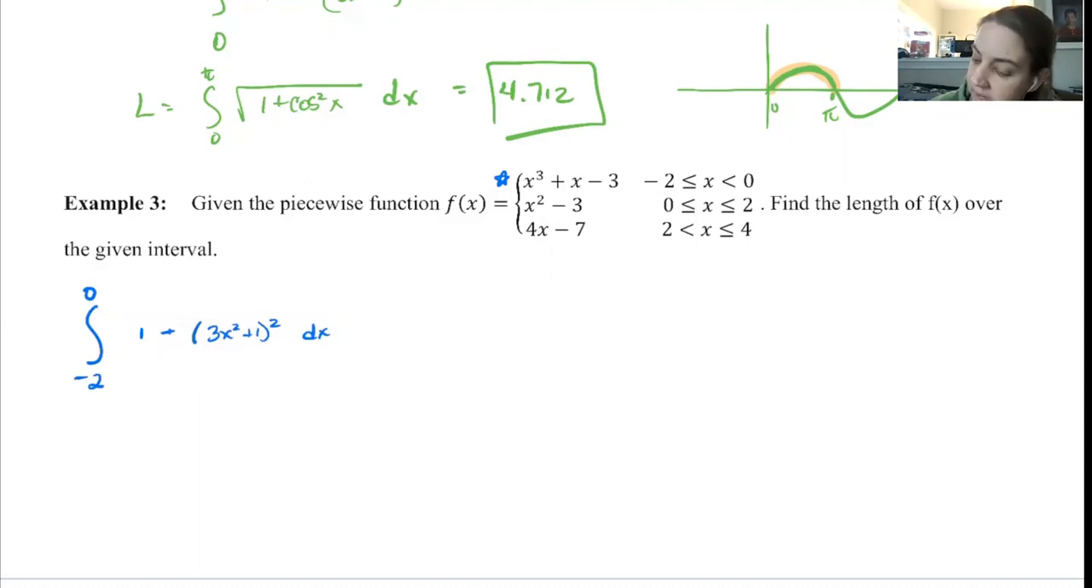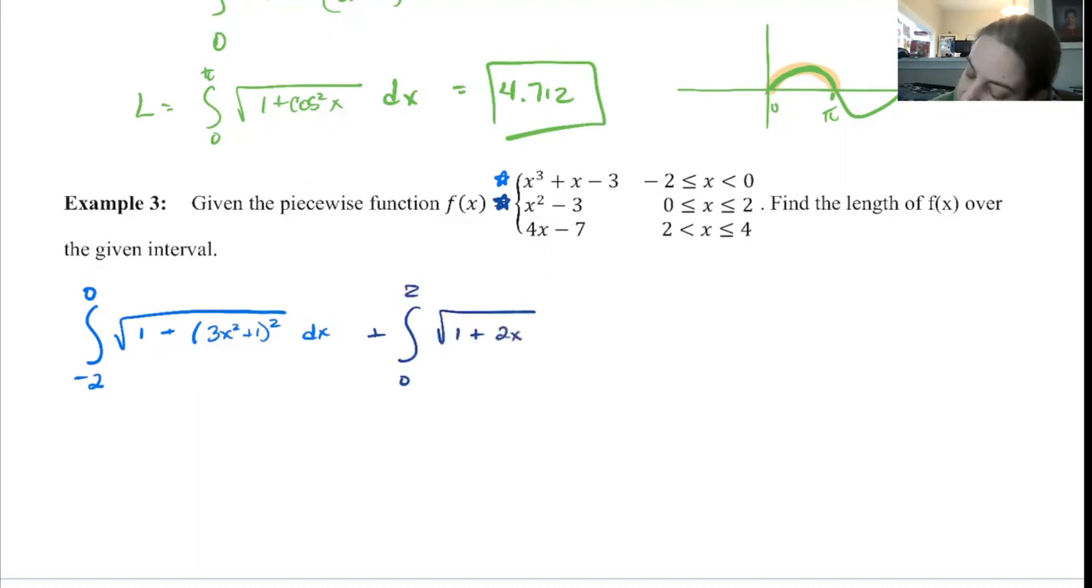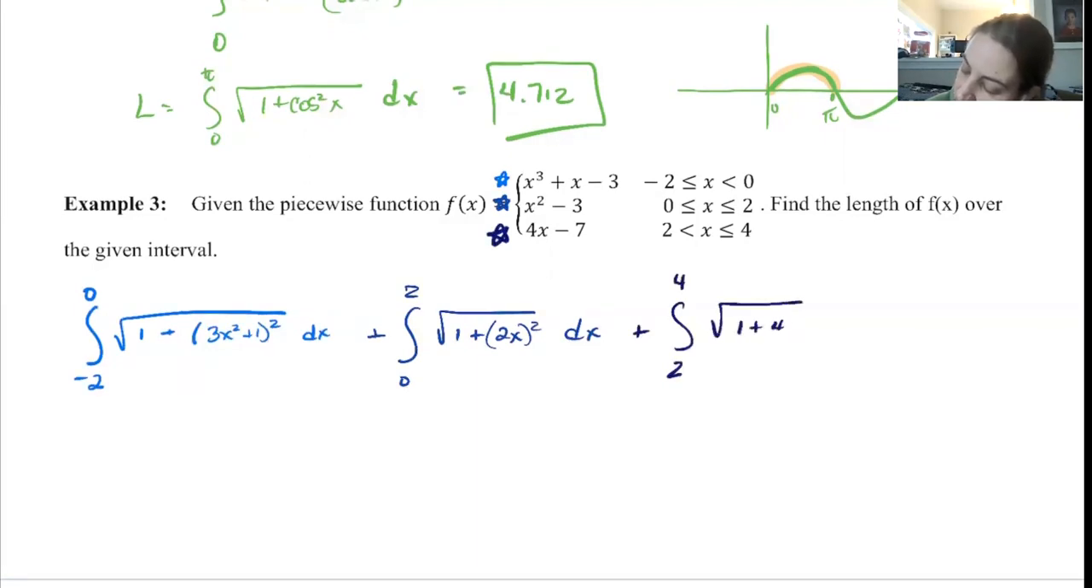She's going to erase the whole thing and I don't want to, but that's okay. All right, plus, let's pick another blue. Plus the integral from 0 to 2 of the square root of 1 plus 2x quantity squared dx. Plus the integral from 2 to 4 of the square root of 1 plus 4 squared dx.